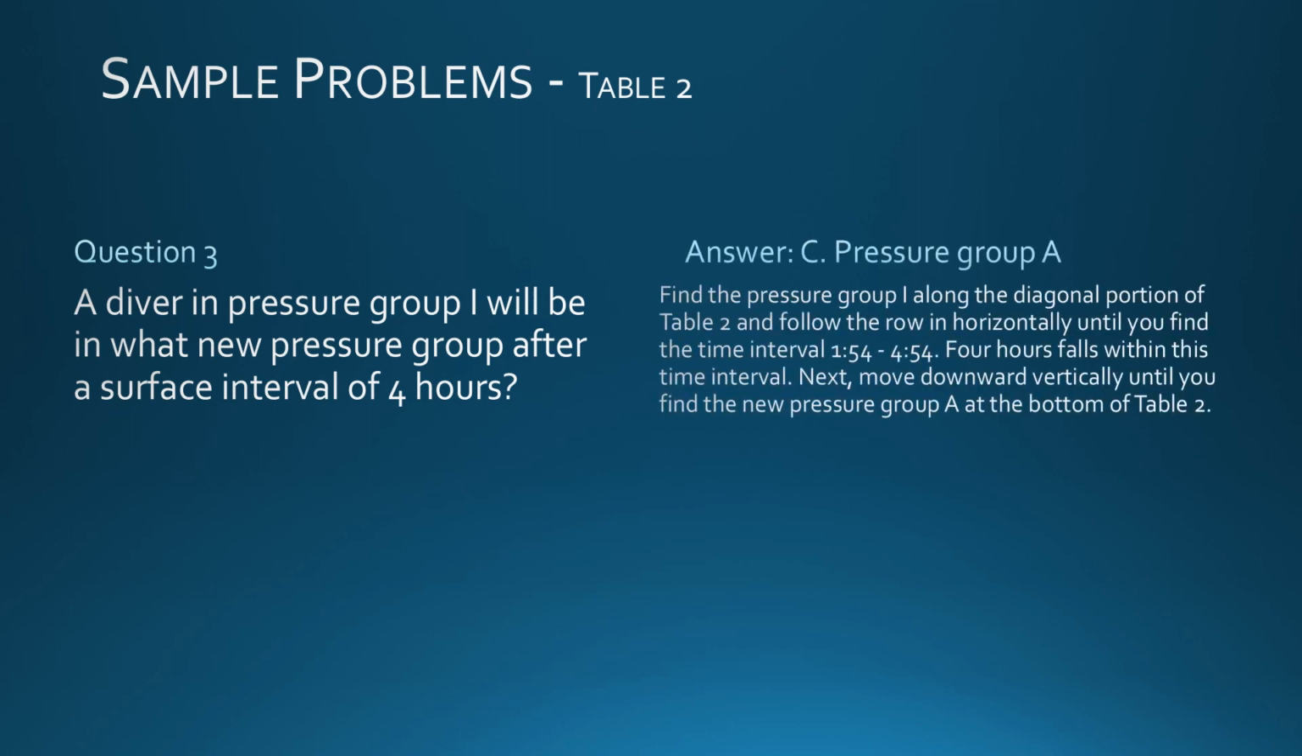Find the pressure group I along the diagonal portion of Table 2 and follow the row in horizontally until you find the time interval 1:54 to 4:54. 4 hours falls between this time interval. Now move downward vertically until you find the new pressure group A at the bottom of Table 2.